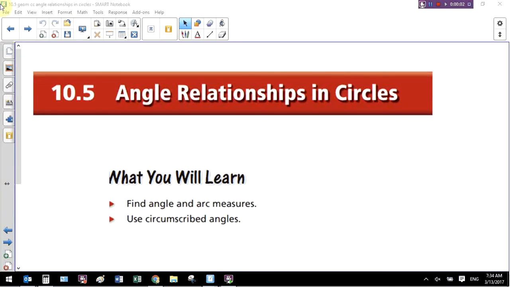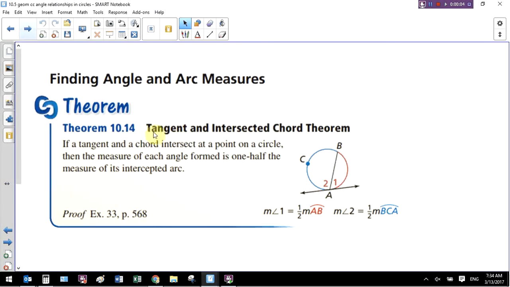Angle relationships in circles. Tangent and intersected chord theorem. If a tangent and a chord intersect at a point on a circle, then the measure of each angle formed is 1/2 the measure of the intercepted arc.